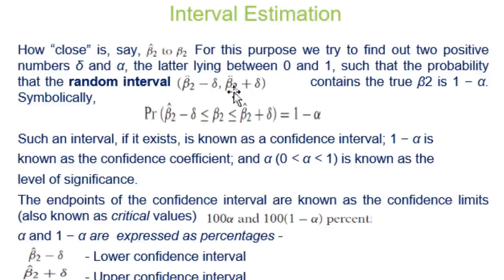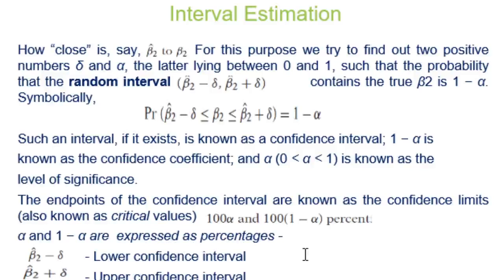That is our confidence that the estimated beta 2, or the estimator, will be equivalent to the true beta 2 and lies in between these two intervals. The endpoints of the confidence interval are known as the confidence limits. Here we have two endpoints, beta 2 cap minus delta and beta 2 cap plus delta. Beta 2 cap minus delta is the lower confidence limit and beta 2 cap plus delta is the upper confidence limit. Here our ultimate aim is that it should be an unbiased estimator, that is, the estimated value should be equal to the true value.